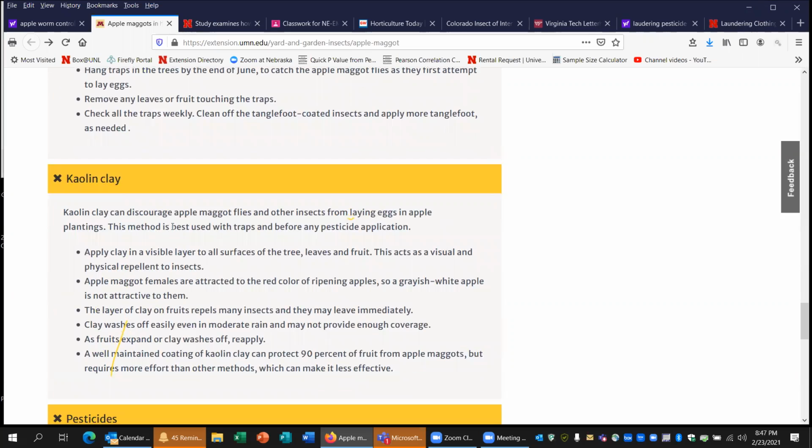This is another one. Kaolin clay is also a non-toxic way of trapping and controlling the apple maggot fly. So here's another example. It's a visible layer on all surfaces of the tree, leaves, and fruit. It acts as a visual and physical repellent. So we have repellents and we have barriers. So that's another IPM. Females are attracted to the red color of ripening apples. So a grayish white apple is not attractive to them. So in this case, they're applying the kaolin clay onto the fruit, and so it's not attracting them. So that's why people get so disgusted. Well, my fruit's just getting ripe and now I got worms.